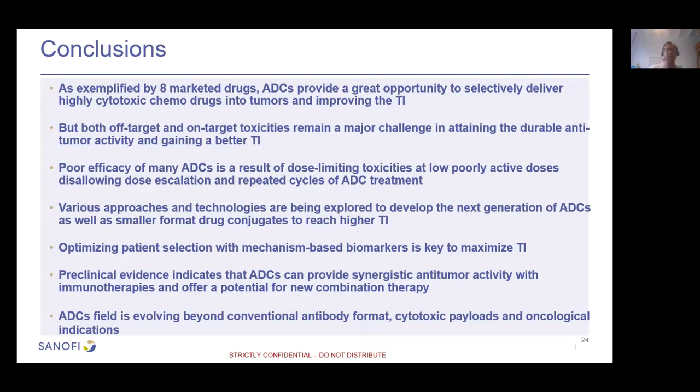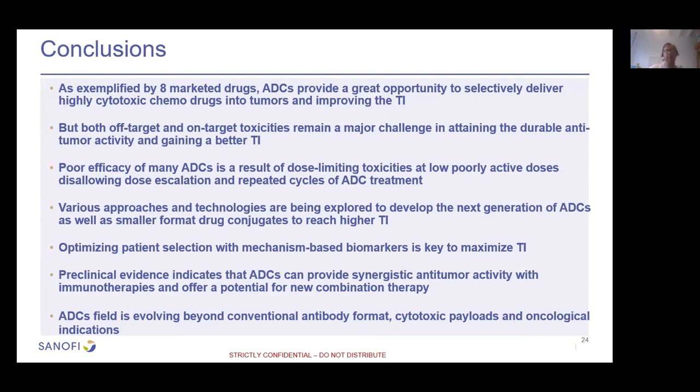So at the end, I hope that I will convince you about the promise of the ADC field, with so far 8 ADCs approved and marketed. Obviously, there is still a need to find better drugs with increased safety, for sure. So there is a lot of effort being done in the pharma industry to find the better match between the mechanism of action, the antigen targets, and also obviously the indication and the patient population.